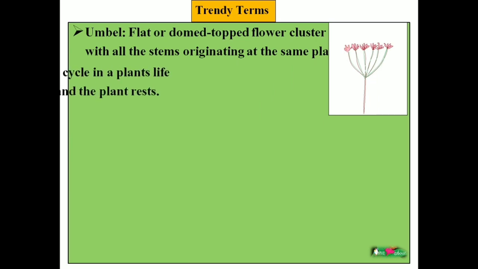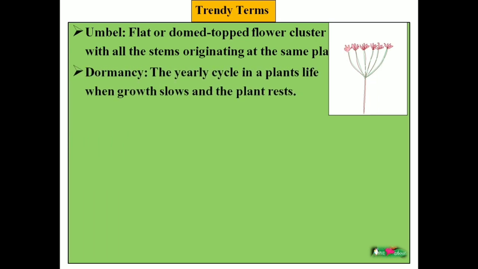Next is dormancy. It's like a deep sleep in which plants or seeds are alive but not actively growing. An organism conserves energy to live longer, and it's a natural process. There are two types: one is predictive dormancy and another is consequential dormancy.